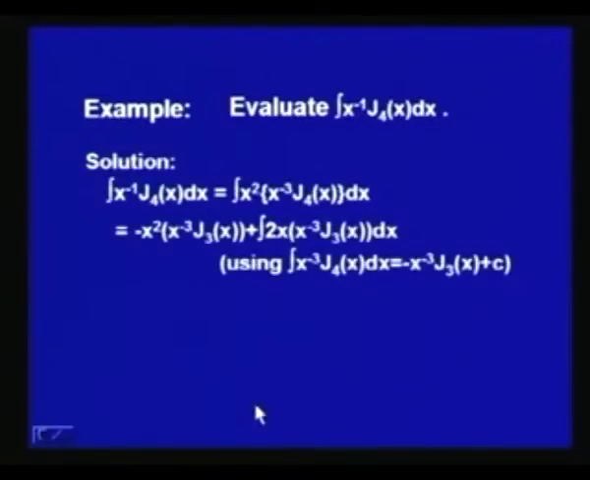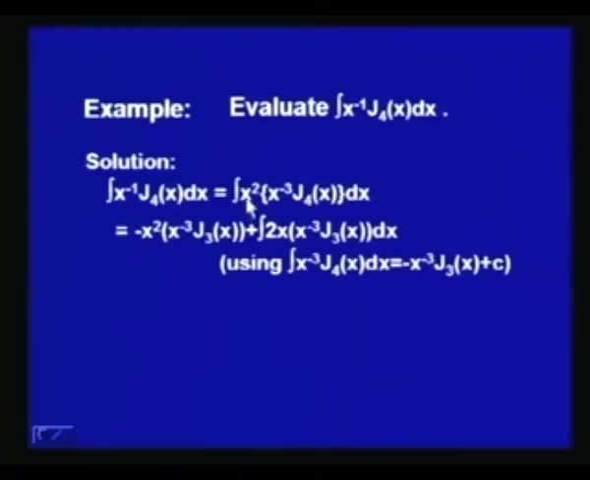Now, let us evaluate the integral of x to the power minus 1 J4(x) dx. So, the integral of x to the power minus 1 J4(x) can be written as the integral of x square into x to the power minus 3 J4(x) dx. This arrangement we have done in order to be able to find the integral of x square into x to the power minus 3 J4(x) dx.